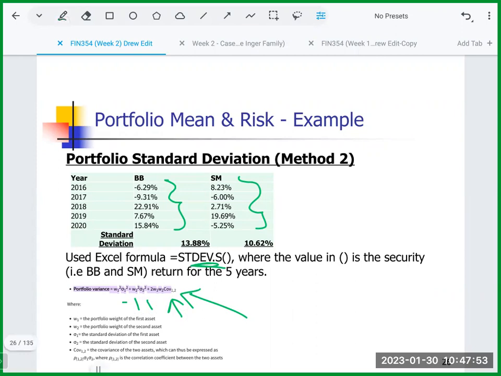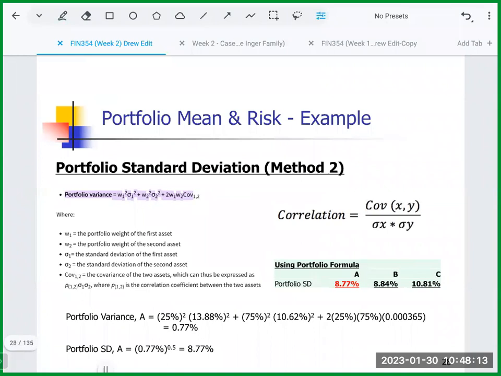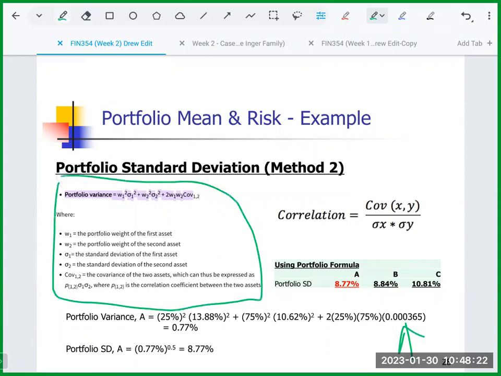Then the question is, how do you calculate the covariance? Luckily, you have Excel, so it's very easy. You just use this covariance formula. You have all these returns here, which are given in the question. You use the covariance formula, which gives you the joint returns for the 5 years, and voila, you get this answer. So this is the covariance. And you simply plug the covariance in here. This is a repeat of the last slide. You plug it in here, and you should get the portfolio variance, and then you take the square root to get the standard deviation.